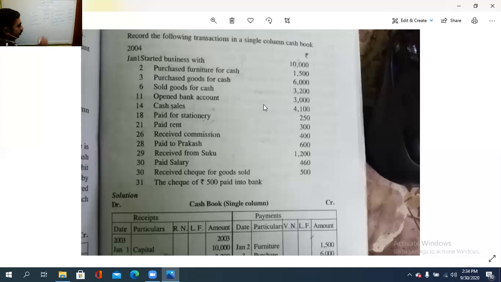Commission 400. Then paid to Prakash, debtor to cash, so Prakash, how much? 600. Then received from Sugu, cash debtor to Sugu.